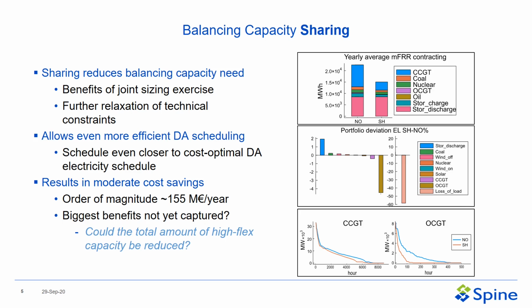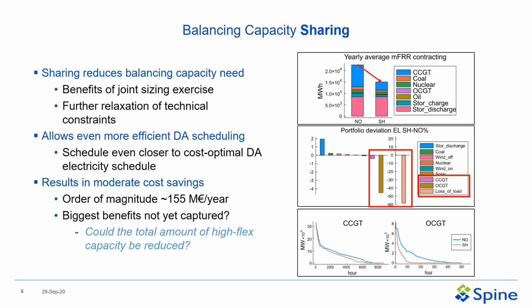For the sharing of balancing capacity, we are benefiting from the joint sizing exercise and hence reduce the balancing capacity needs and can further relax our technical constraints. And this allows us to be even closer to an optimal day-ahead electricity schedule. This is illustrated on the right-hand side.